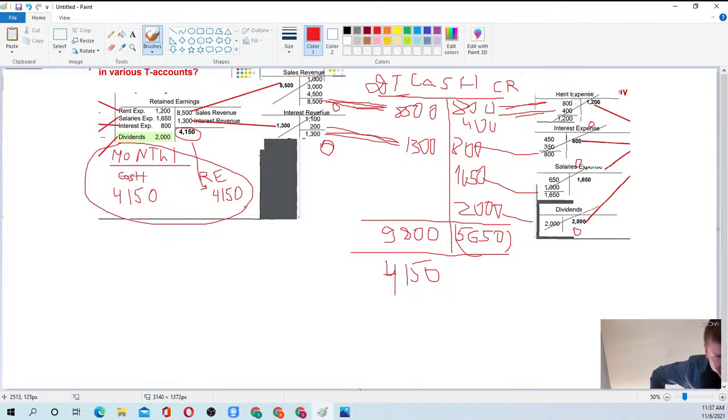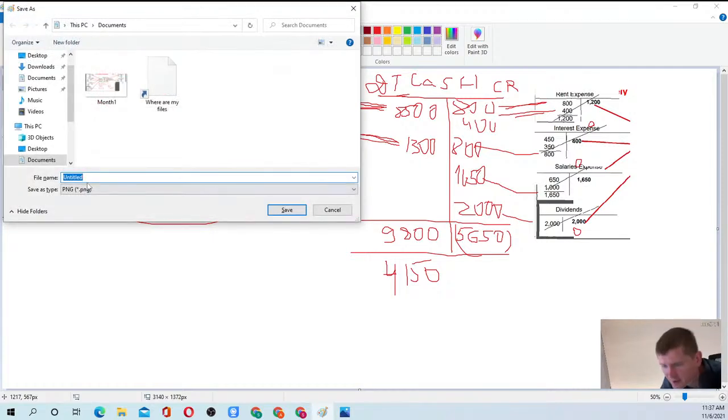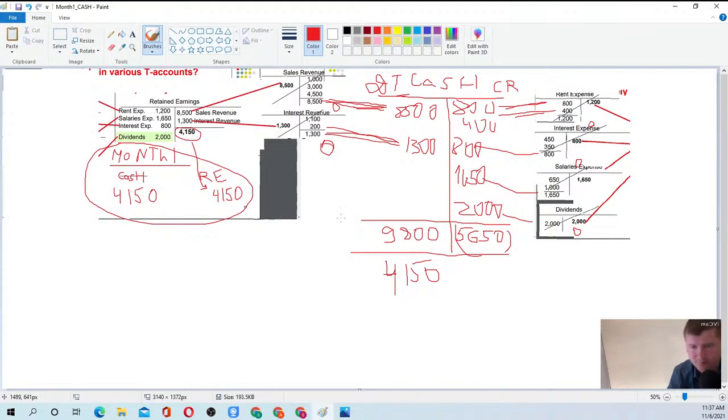Now let's discuss how we live with these zeros. Let me save that as a different component. Month 1 cash, save. Okay, we have all of the same stuff here. Now what do we have at the beginning of month 2? Remember, our income statement accounts, revenues and expenses, should flush, they should close at the period end.